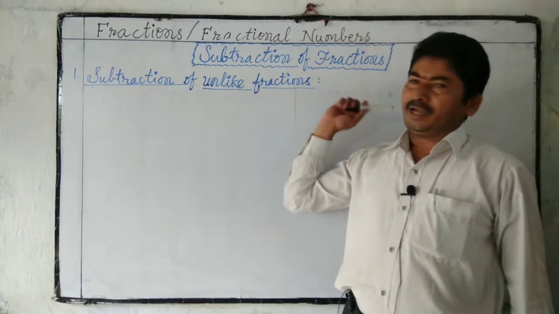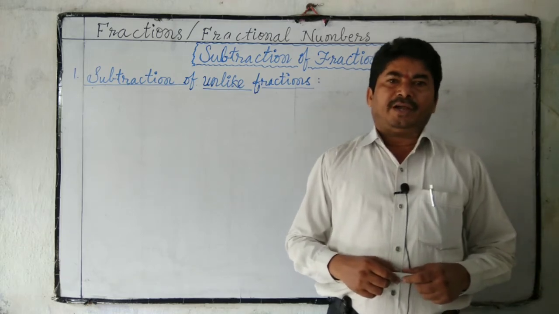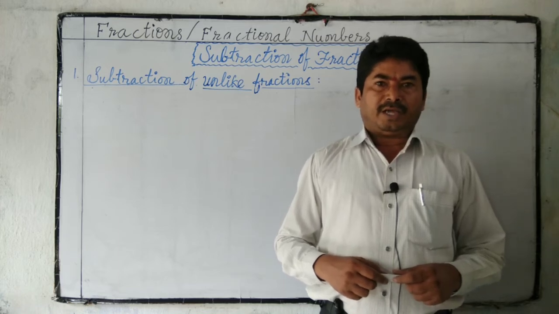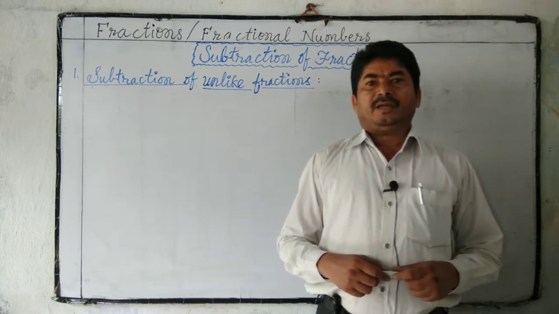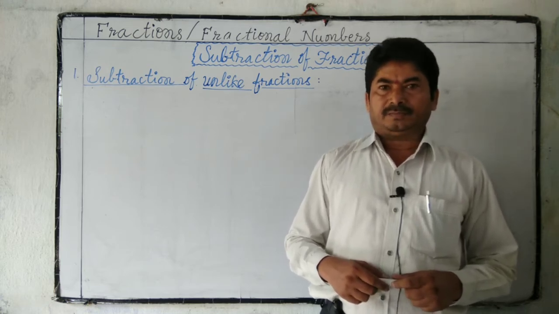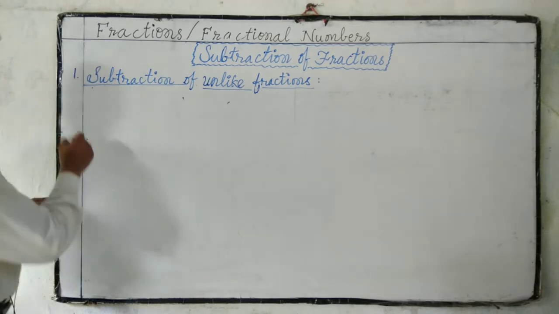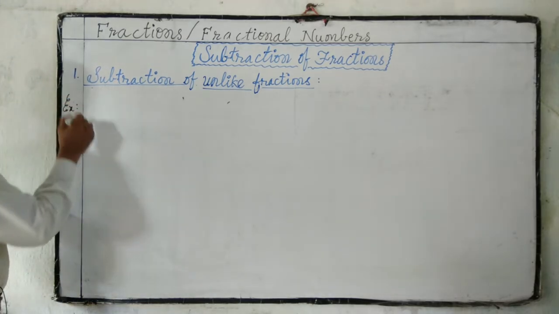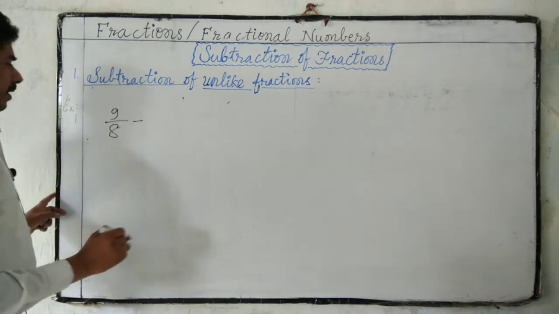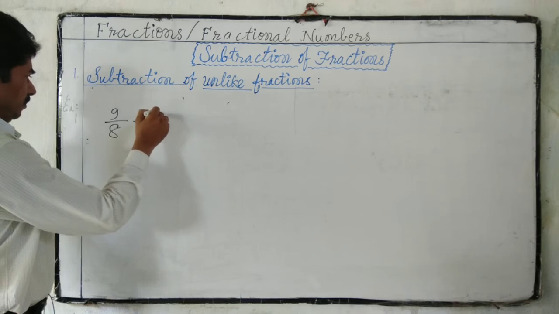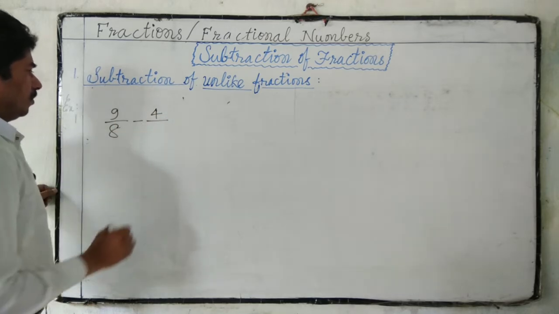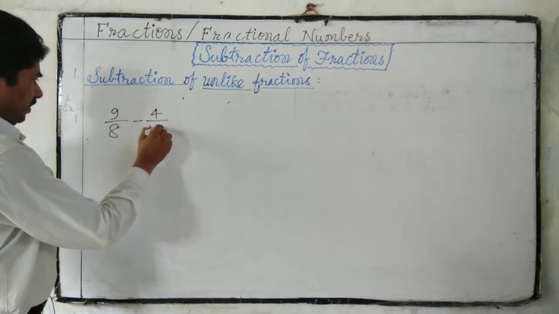Now, subtraction of unlike fractions. The method of finding subtraction is the same as that of addition, but here we have to take care regarding the signs. Let us see an example: 9/8 minus 4/12.